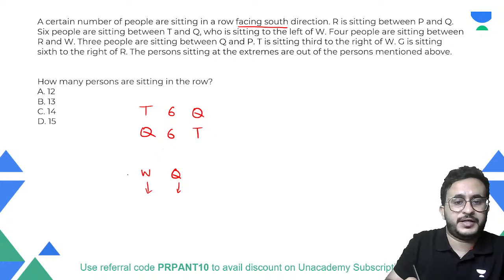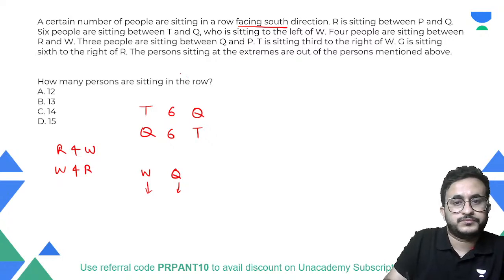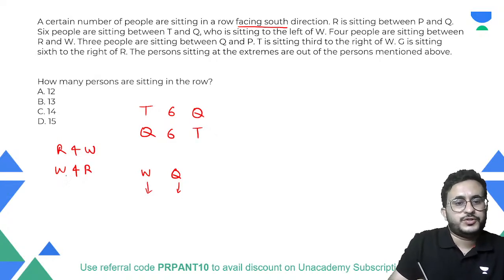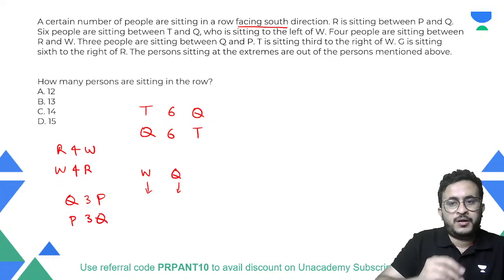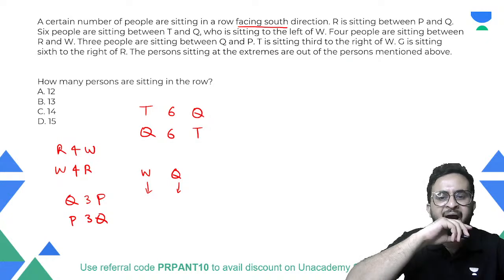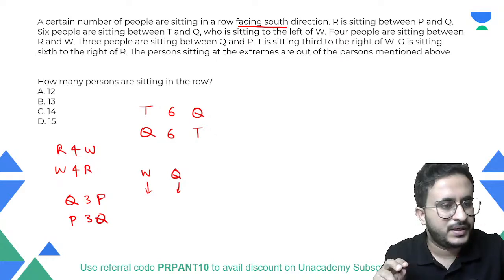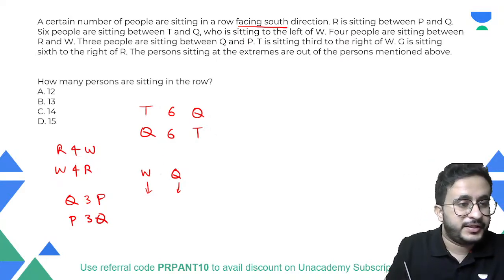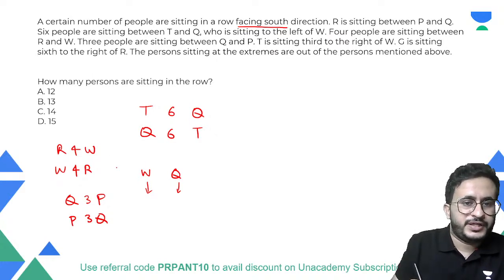Four people between R and W. So another pair that we get is four people between R and W. Three people between Q and P. So Q and P also there are three people. T is sitting third to the right of W. Now see one thing that W is to this side of Q, and T is to the right of W. So T will be this side.